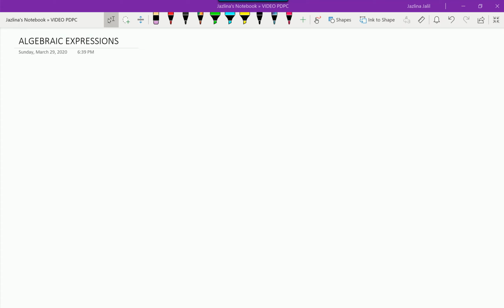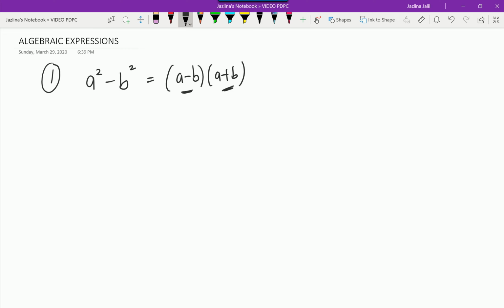This is tips about algebraic expression. Okay, the first one is if you find this type of algebraic expression, a square minus b square, you have to remember this one will be (a minus b)(a plus b). One must be negative, another one must be positive. Remember, only this form.